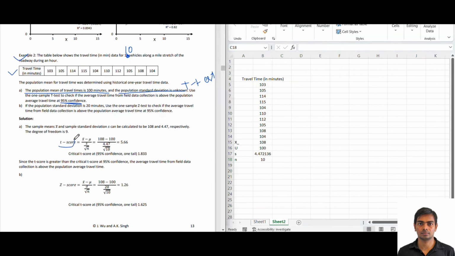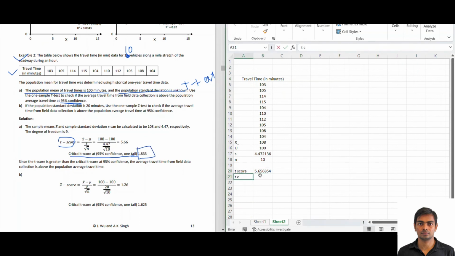So here our t-score will be equal to the sample mean minus the population mean. The sample mean, which is 108, minus the population mean 100, divided by the standard deviation divided by the root of 10. The function for root is SQRT and this number 10. One bracket close, and that's all we need. So 5.65, this is our t-score, and we can look up the t-score at 95% confidence and one tail, and the critical value is 1.833.